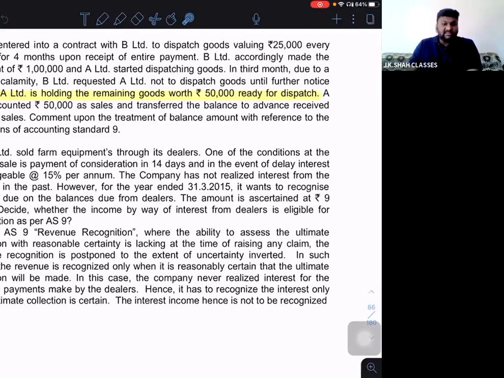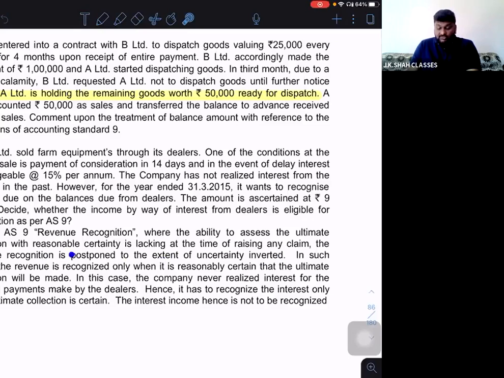So let us have a look at the answer, very much similar to the earlier question. As per AS9, where the ability to assess the ultimate collection with reasonable certainty is lacking at the time of raising any claim, the revenue recognition is postponed to the extent of uncertainty involved.